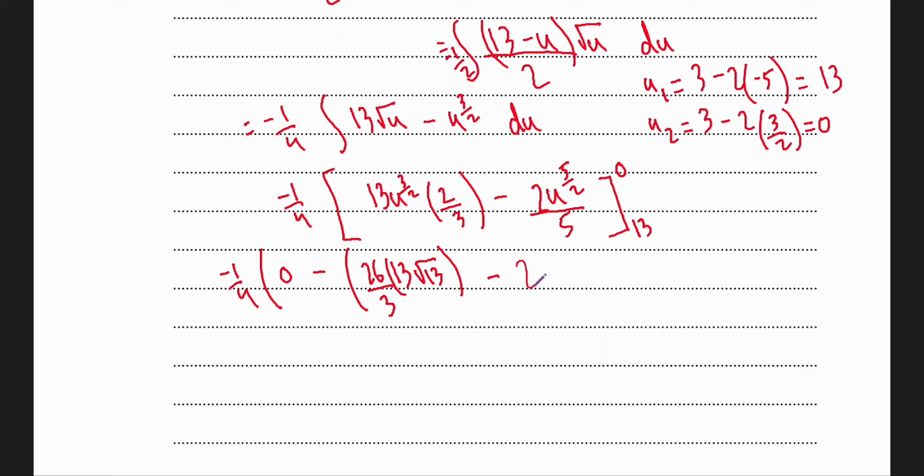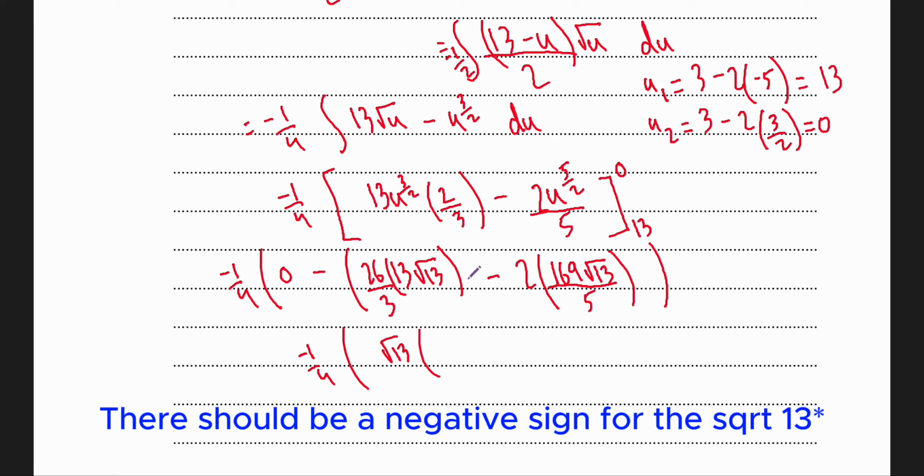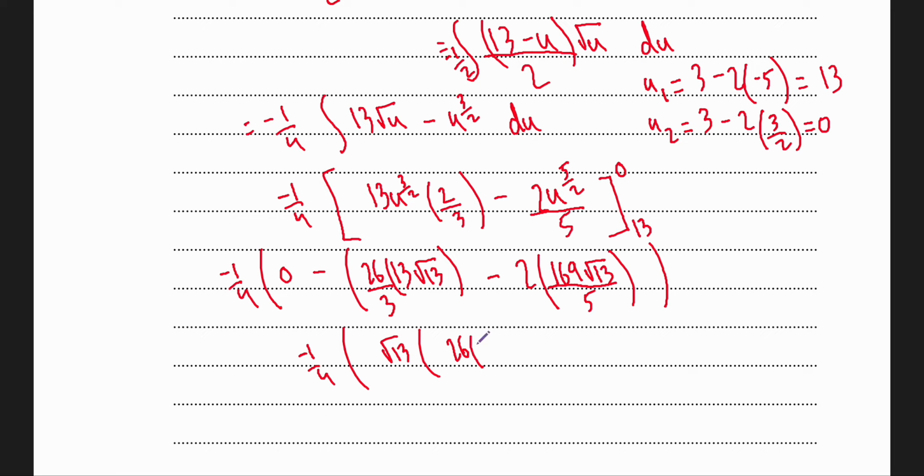Minus 2 times, well, 13 to the power 5 over 2, I'll tell you right now, is equal to 13 squared times root 13, which is equal to 169 times root 13. You can put this in the calculator if you want, you will see it's the exact same thing. And this is divided by 5. And then you can put the square root of 13 outside, so you have negative 1 over 4 and then square root 13, because you can factorize square root 13 out from here. And then you have 26 times 13 divided by 3 minus 169 times 2 divided by 5.